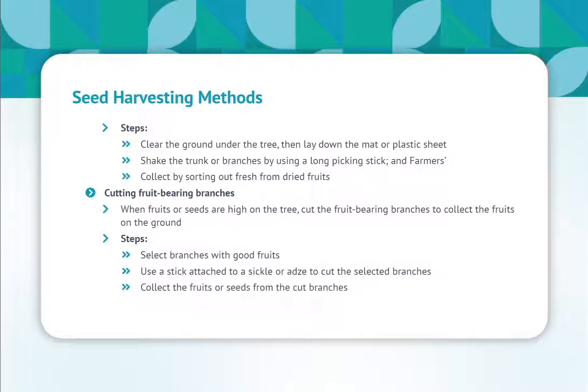Cutting fruit-bearing branches. When fruits or seeds are high on the tree, cut the fruit-bearing branches to collect the fruits on the ground. Steps. Select branches with good fruits. Use a stick attached to a sickle or adze to cut the selected branches. Collect the fruits or seeds from the cut branches.